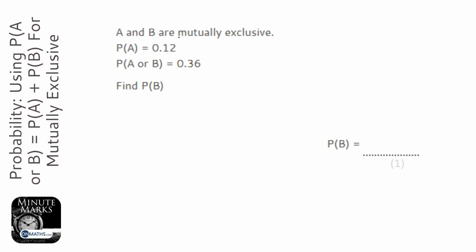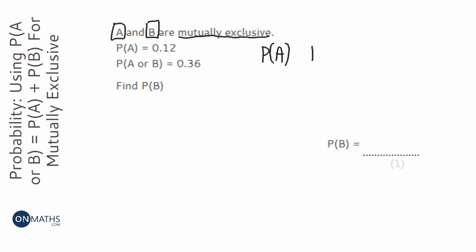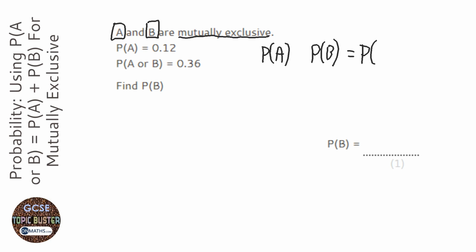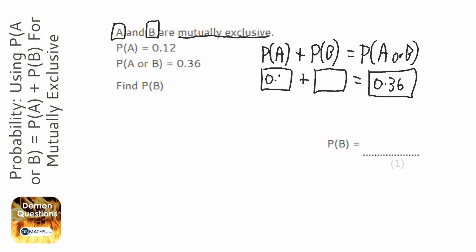Okay, so the first thing we need to highlight is what mutually exclusive means. It means that A and B can't happen at the same time, so it's either A or B. So the formula for mutually exclusive events says if we've got the probability of A and we've got the probability of B, to find the probability of A or B, all we do is add them together, and it's that simple. So we've got a probability of A plus the probability of B is equal to the probability of A or B.